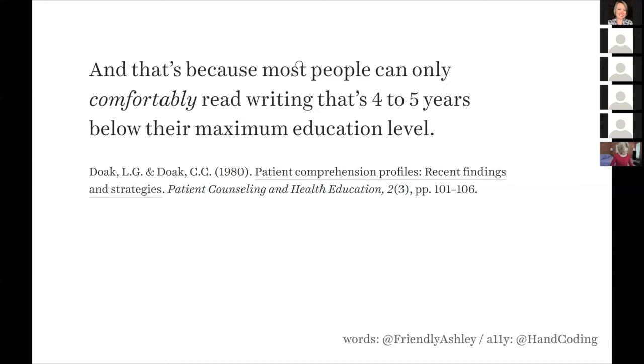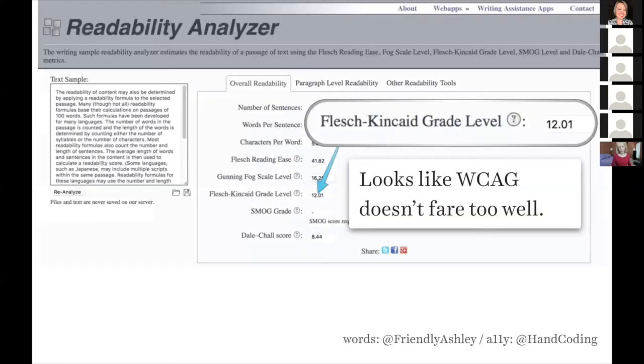So at this point, I thought back to that terrible WCAG sentence from earlier. And I thought, hey, let's put that through the readability analyzer to see what we'd come up with. And it comes up with a Flesch-Kincaid reading grade level of 12. So this means, of course, that someone who's graduated from high school wouldn't be able to understand that sentence, because it's far above their average reading level.